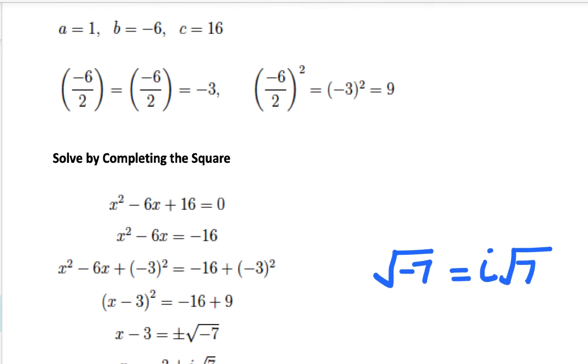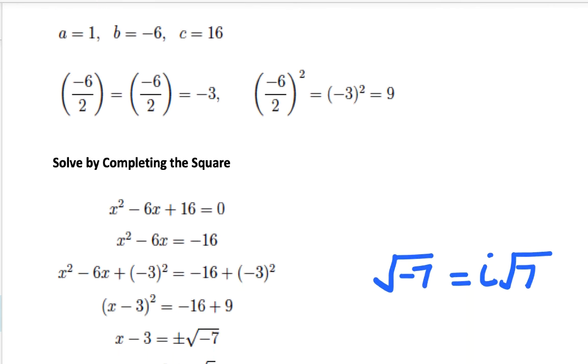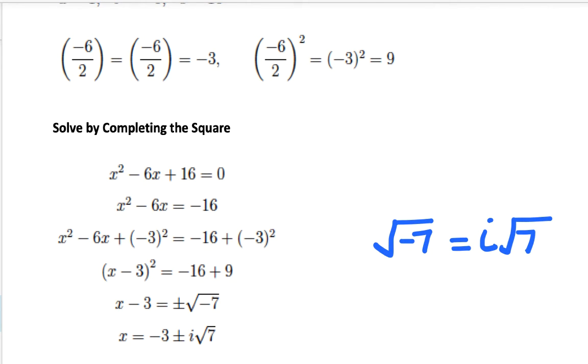Okay, so let's go back here. This was the original problem. x squared minus 6x plus 16 equals 0. And the solution is given by x equals -3 plus minus i square root of 7. Let's do one more problem.